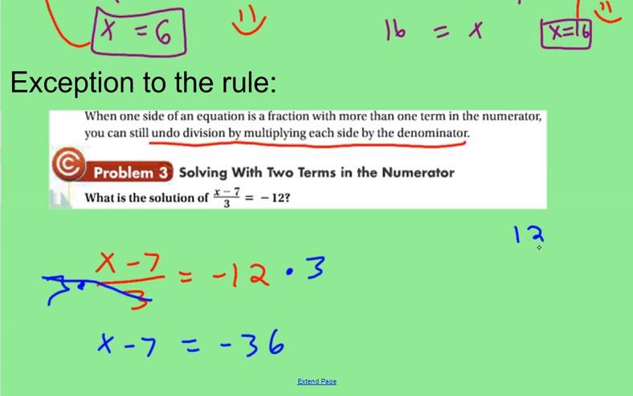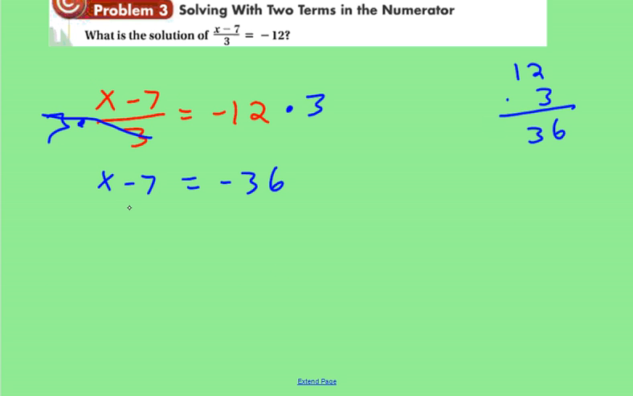And negative 12 times 3 is negative 36. Again, 12 times 3: 2 times 3 is 6, and 1 times 3 is 3. That's where I got the 36. And with a negative, we put the negative there. Alright, and then the last step is to get the x by itself, and we can get rid of the subtraction by adding 7 to both sides.